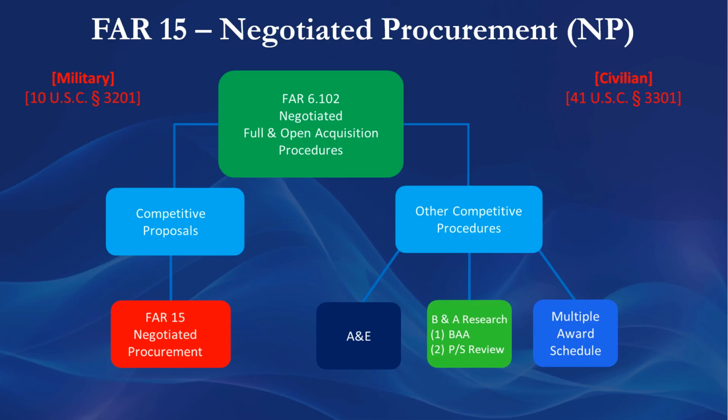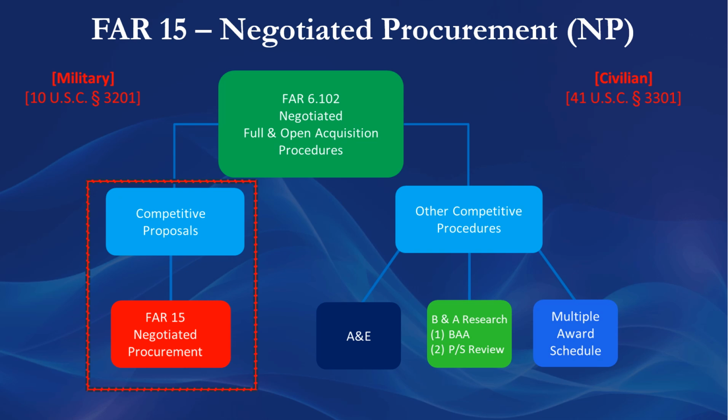Now that we know what negotiated procurement is, let's take a look at the layout of the principal types of negotiated procurements commonly used in government contracting. FAR 6.102 has a list of negotiated acquisition methods that are classified as full and open competition, including FAR 15 negotiated procurement, which is commonly referred to in judicial decisions as competitive proposals. FAR 15 lays the foundation for the basic principles used in negotiated procurements, such as the ways to obtain best value and dealing with pre-solicitation communication with industry.